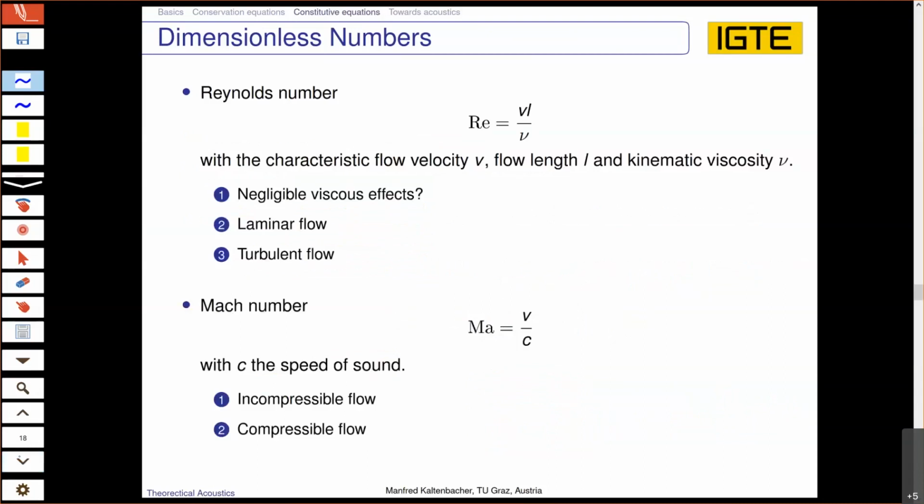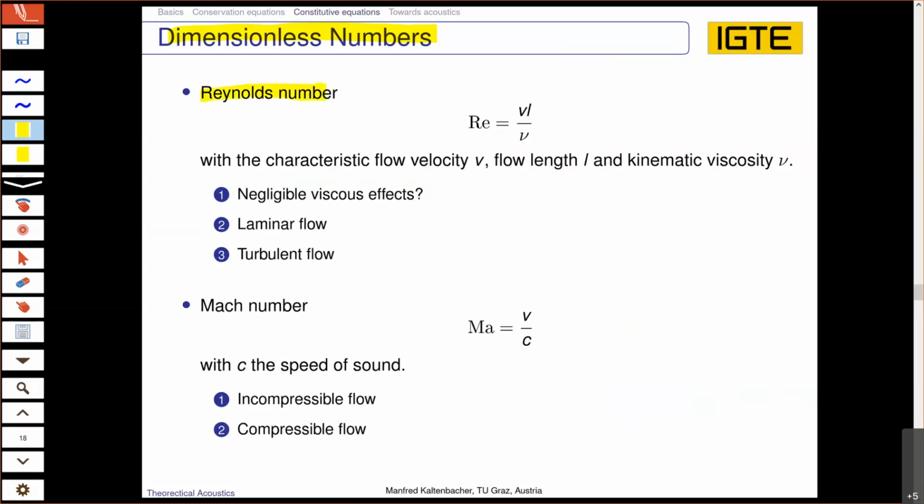Okay, now we should also discuss the dimensionless numbers. I think you know about them if you already had a fluid dynamics course, because they are very important. They are also very important for us in order to understand the different modellings of fluids, and already in connection to acoustics. So the first important dimensionless number is the Reynolds number.